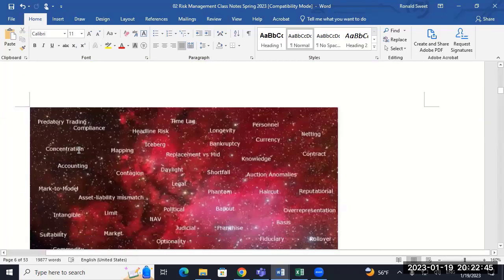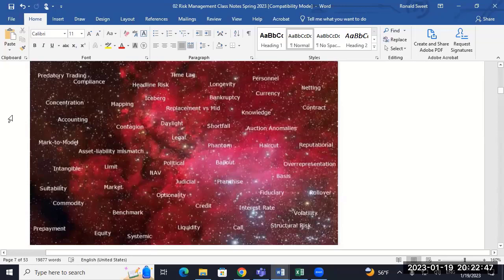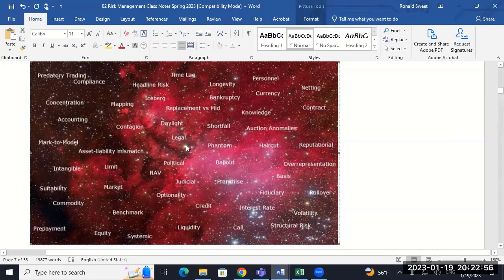So here's the universal risk that they use. It's somewhat tongue in cheek in a few places, but it's also a legitimate one. So legal risk we'll talk about. That's definitely one of us. We're not going to talk about political risk, but that's certainly one. We're going to talk a lot about ALM mismatch. She has the limit up there. Limit to me is not a peril, it's a mitigation, but I think she means something different there.